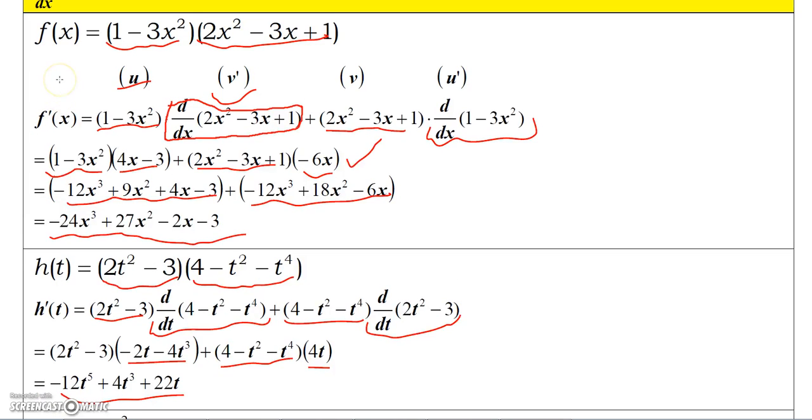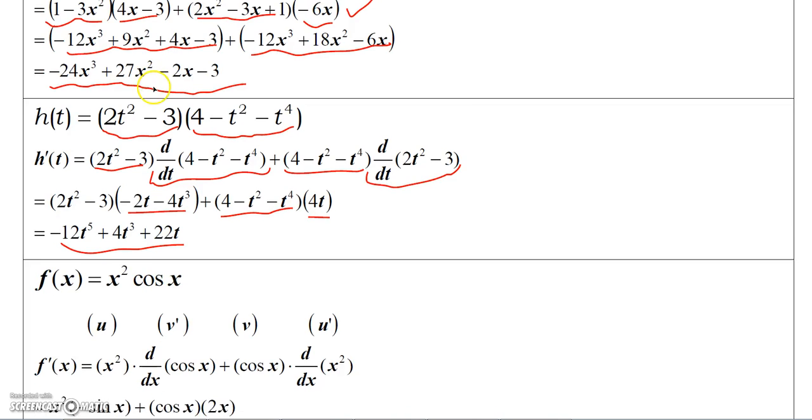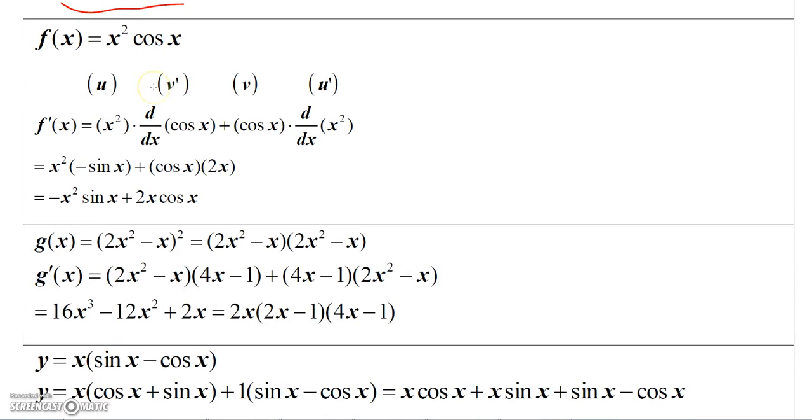Now, some students might ask me on this one, well, why can't I just multiply this out and then take the derivative term by term? Well, you could do that, but then you wouldn't learn the product rule. And the product rule is important because if you take a look at this next one that involves a trig function, the only way that we can find the derivative of x squared times cosine x is using the product rule. So again, here you can see I gave you the u and the v prime here.